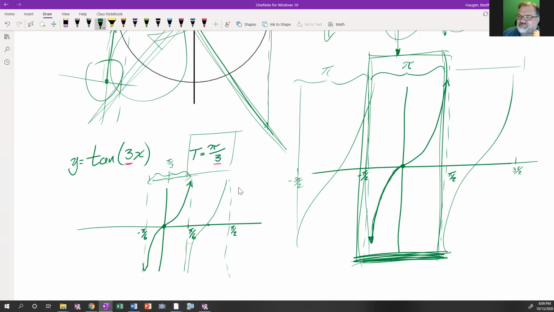And you've got another sweep. Where's this point? Well, this point was at 0, add pi over 3, that point's at pi over 3. The next time that point occurs had better be at another pi over 3, so 2 pi over 3. And we could draw as many periods of tangent as we want.